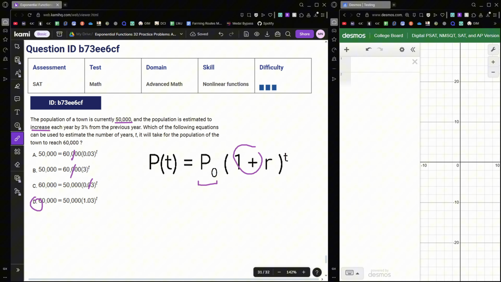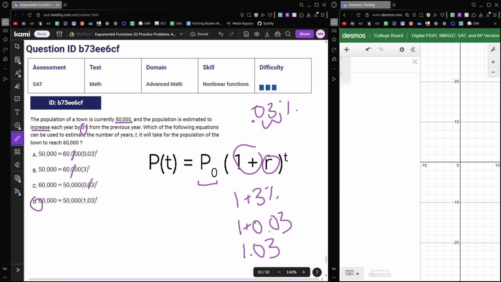Now if you really wanted to, you could solve for the number inside the parentheses. R would be the percent increase, which is 3%, so we would do 1 plus 3%. To convert a percent to a decimal, you move the decimal places 2 times to the left, so it would be 1 plus 0.03, which would be equal to 1.03, which does match what we have in our answer.